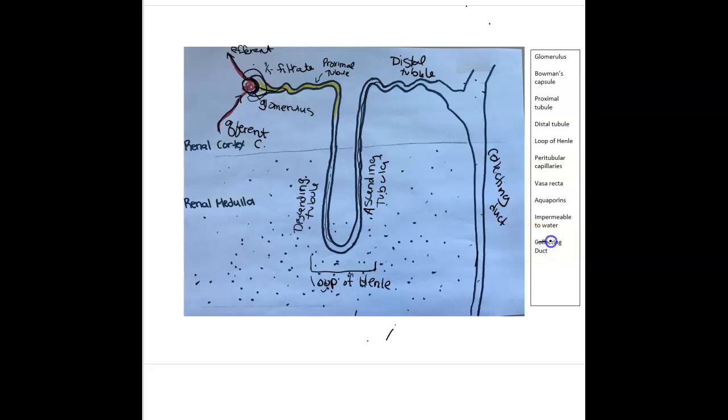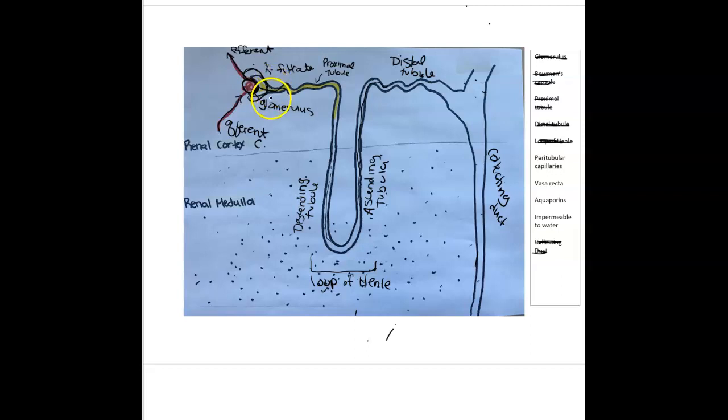So let's cross off everything that we have labeled. Proximal tubule, distal tubules, loop of Henle. And this right here, I didn't label this. It's a little bit messy. I don't want to label it now, but this is the Bowman's capsule. The Bowman's capsule is right here. Now, around the proximal tubule, the distal tubule, and the loop of Henle, there's a system of capillaries. So there's blood vessels, tiny little blood vessels all around it.